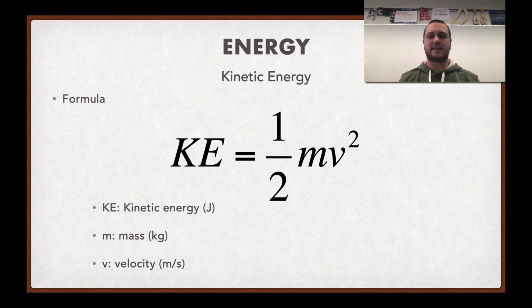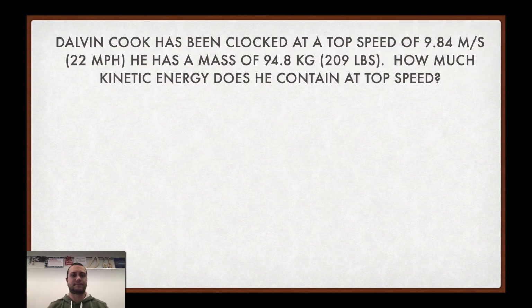So if you double the mass, you double the kinetic energy. If you quadruple the mass, you quadruple the kinetic energy, and so on, right? You kind of see the point there. Mass is a linear increase or decrease. Velocity is an exponential increase or decrease based on those changes.